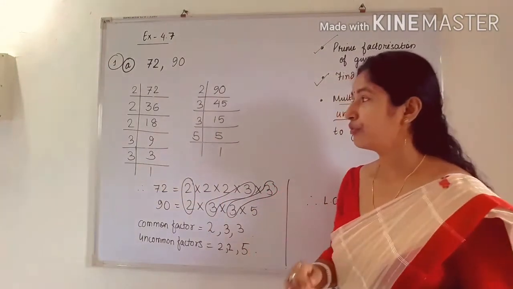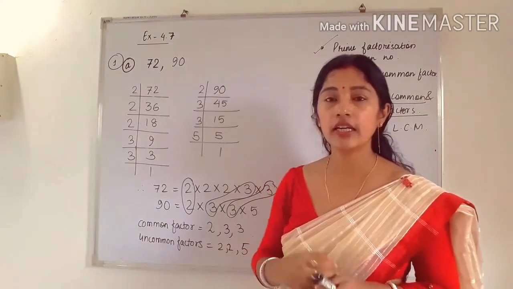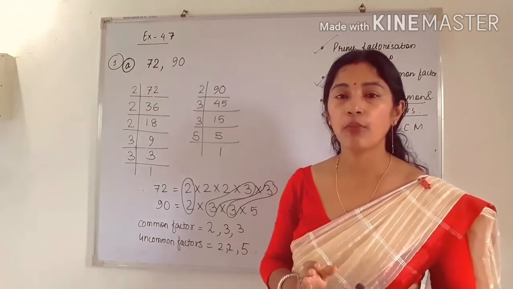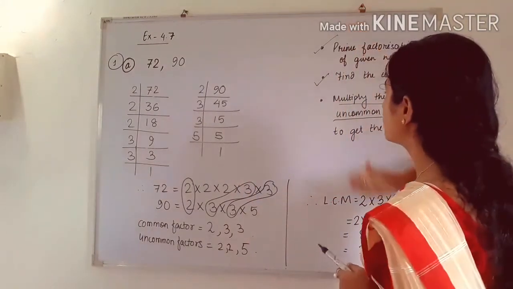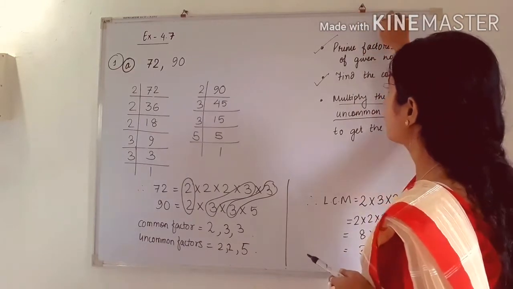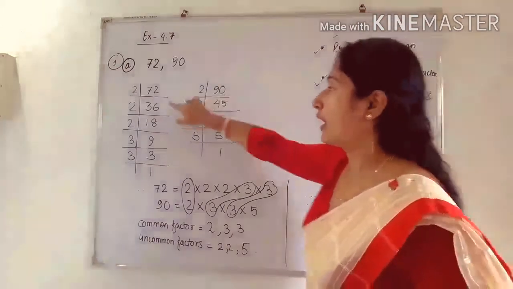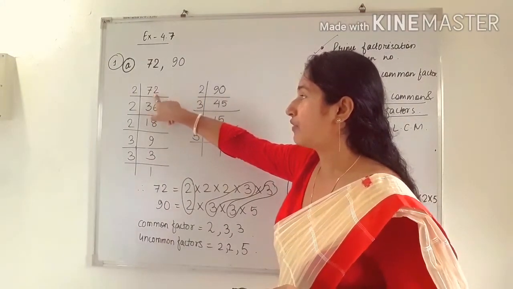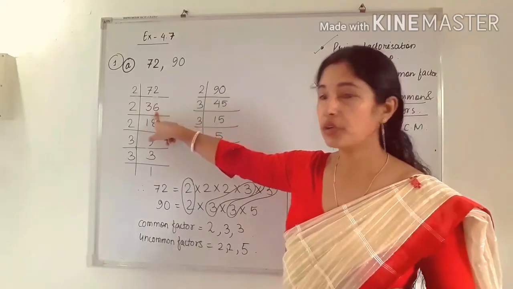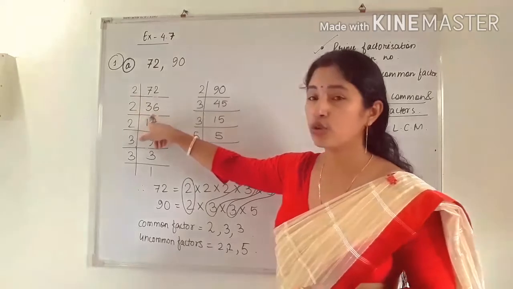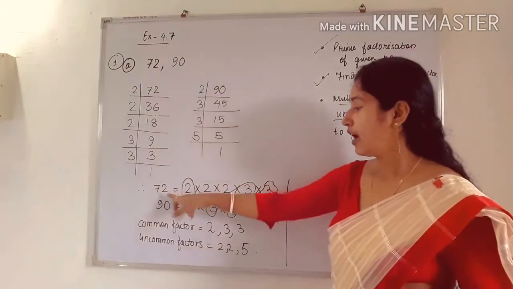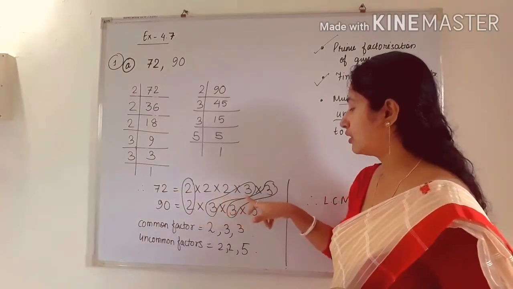If any student is finding difficulty while doing prime factorization, I already told you, you can do rough work. In your copy itself you can draw a margin on the right side. You can write rough work and divide the number 72 by 2 to get the quotient. Some students face problems finding the quotient directly, so you can divide and do the prime factorization of 72. I have written here 2 into 2 into 2 into 3 into 3.